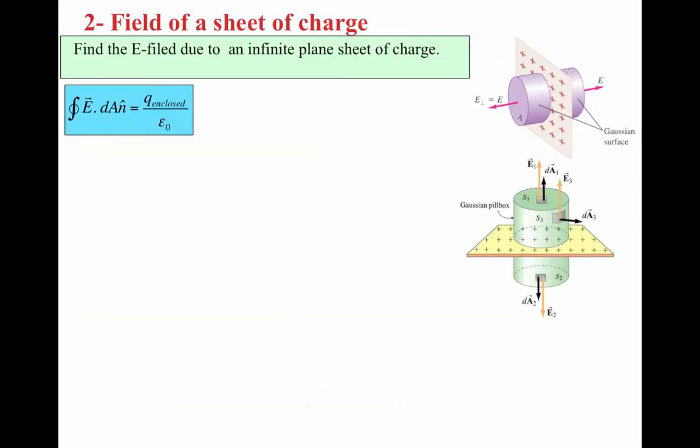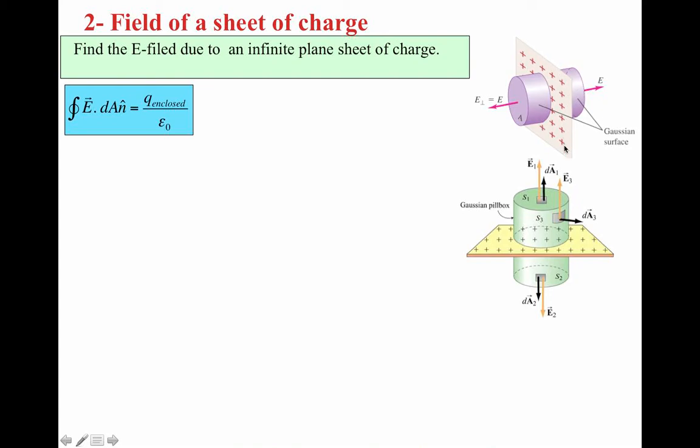The second application: we wanted to calculate the electric field due to an infinite plane sheet of charge that has a surface charge density sigma, which is constant. So again, we want to use the same Gauss's law. Now, this is my Gaussian surface.